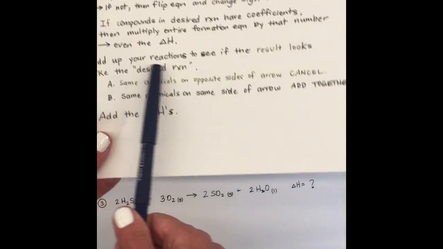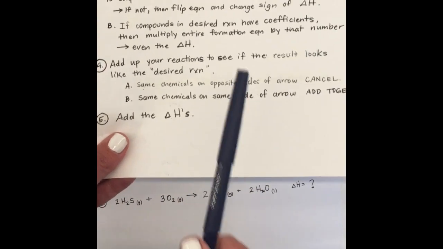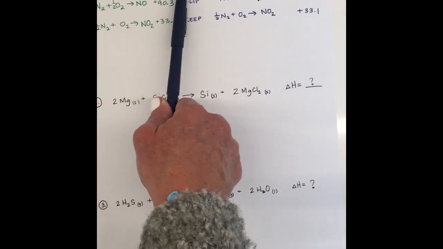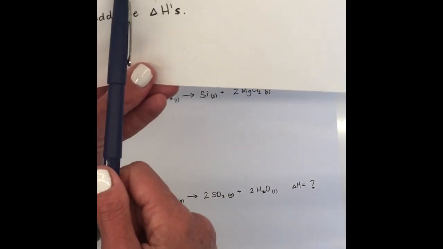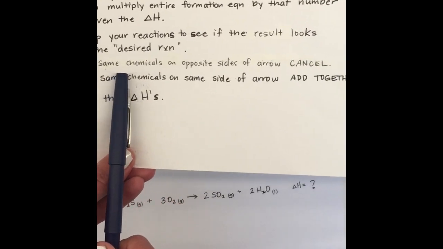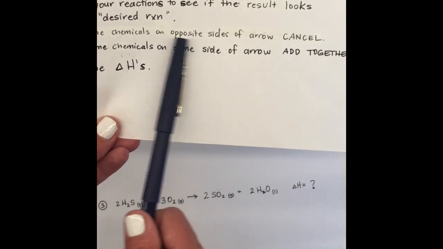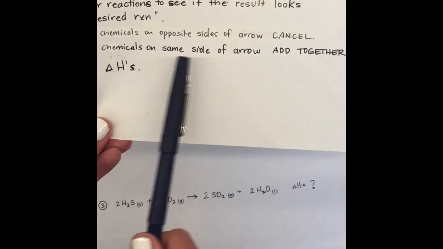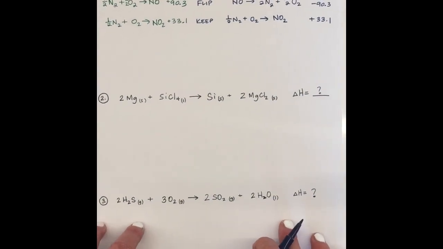Part B said if the compounds in the desired reaction have coefficients, multiply it. We don't need to do that for this one because there are no coefficients on my compounds. So step 4 says add up your desired reactions to see if the result looks like the desired reaction. Same sides on opposite sides cancel, same chemicals on same side add together.